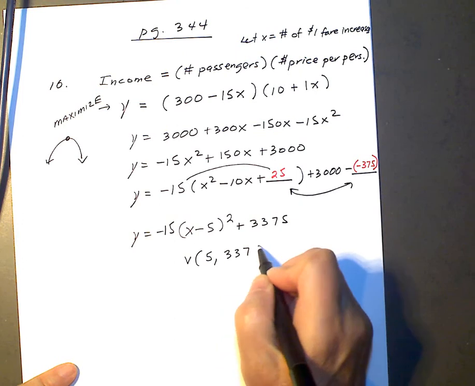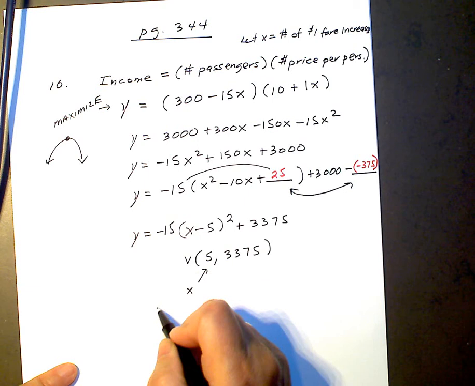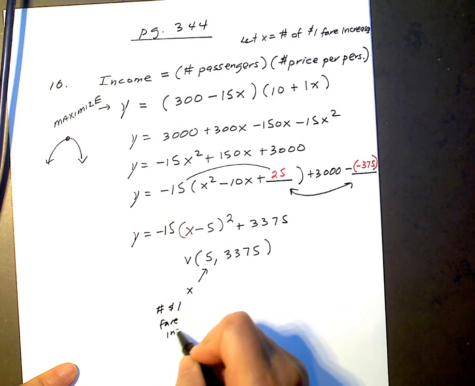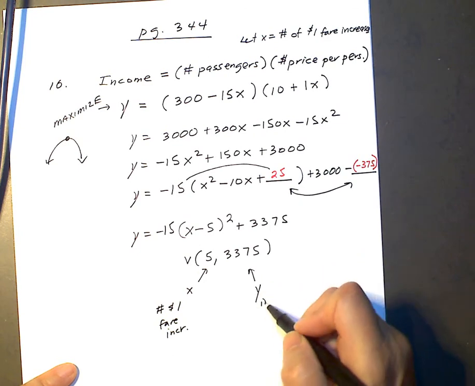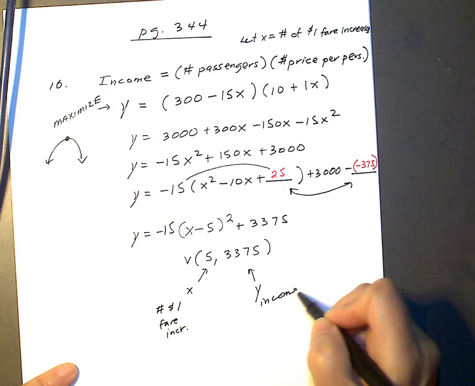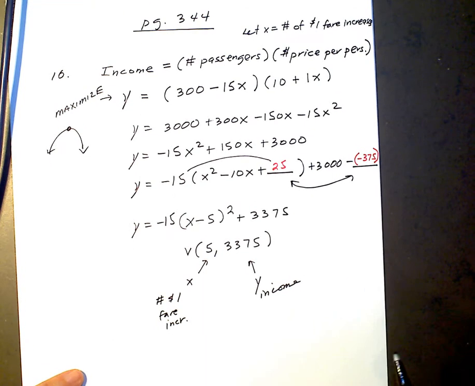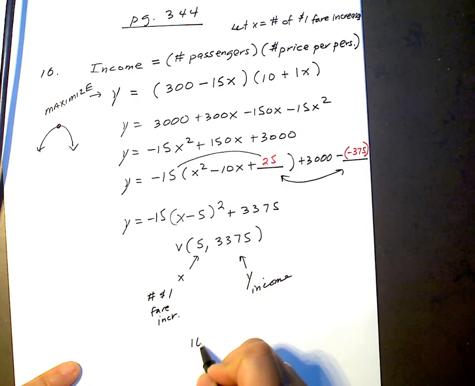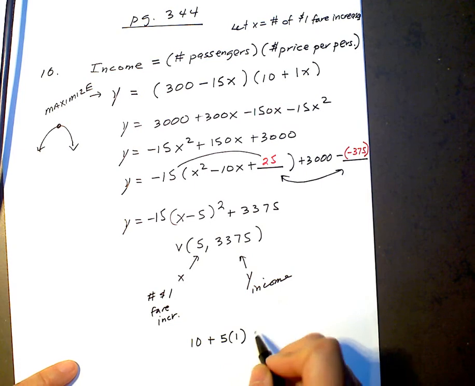So the vertex is at (5, 3375) of this function. This tells you x, which is the number of $1 fare increases, and this tells you y, the income at that maximum level. So this says you should increase the fare 5 times. So if the fare starts off at $10 and you increase it by $1 5 times, you get a $15 fare.